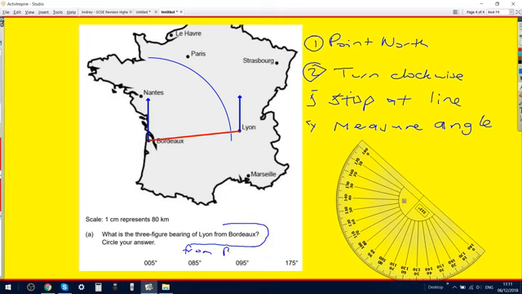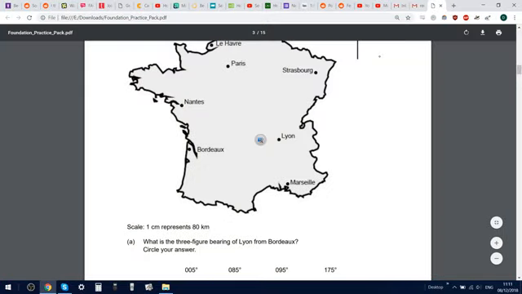Okay. From B to L. Yep. So it's starting from Bordeaux. So it's that angle there. Like if you start at Bordeaux, what angle are you going at? And it's the angle between the north line and the connecting line. So yeah, bearings are tricky.